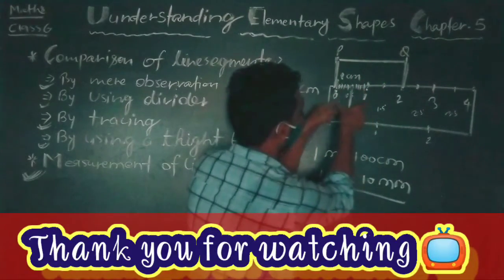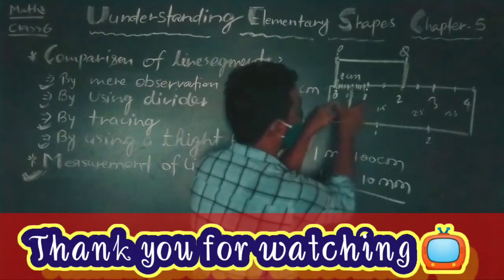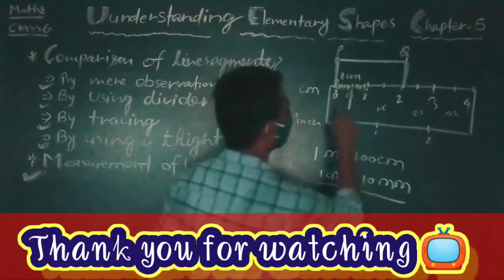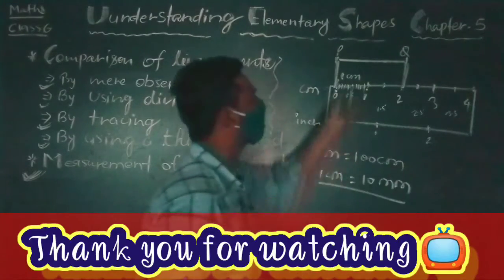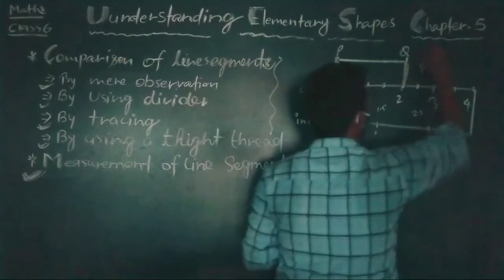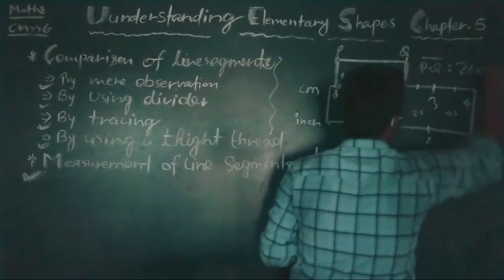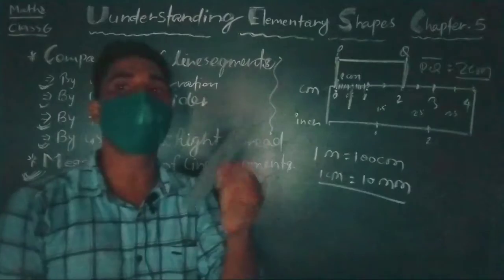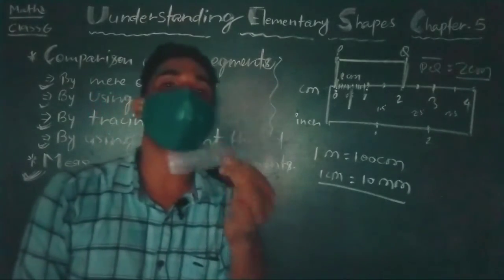The length of the line segment PQ will be 0 to 1, 1 centimeter, 1 to 2, 1 centimeter. So 1 centimeter and 1 centimeter is 2 centimeters. Directly also you can see 0 to 2 it is there. So the length of this PQ is 2 centimeters. So this is the device which is called a ruler, and through a ruler we can measure the exact length of any line segment.